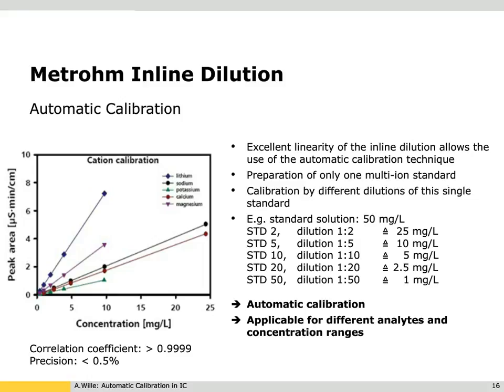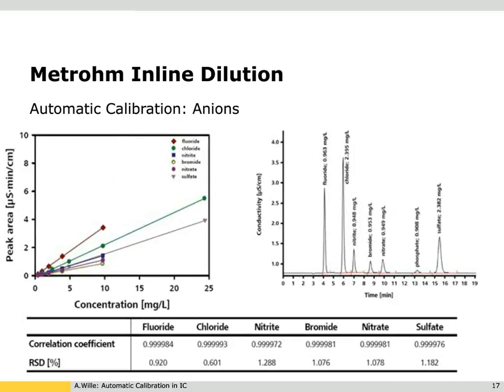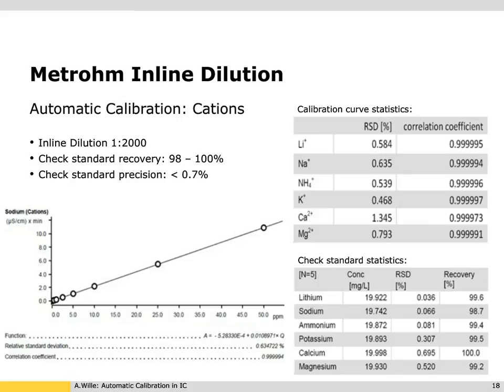Another example I'd like to show you here, anion analysis. We see also different automatic calibrations, the correlation coefficients higher than 4 nines, as well as the relative standard deviations in the range of 1% for all of these anions. Here is an example for cations, with a dilution of 1 to 1000 in one step. We have here a calibration curve shown for sodium, and also here the relative standard deviation is less than 1%.